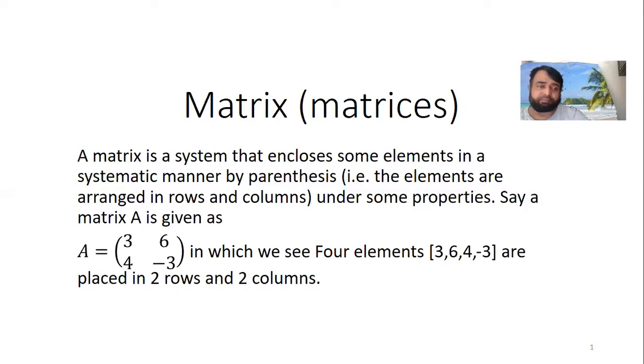Let us have an example here. Matrix A, the elements are 3 and 6 and 4 and -3, in which we see four elements here: 3, 6, 4, -3. These are all placed in two rows and two columns. Here, 3 and 6 are in one row, 4 and -3 are in the second row. Horizontally, we call these arrays rows, and vertically they are called columns. 3 and 4 are in the first column, 6 and -3 are in the second column. So vertically we call them columns and horizontally we call them rows.